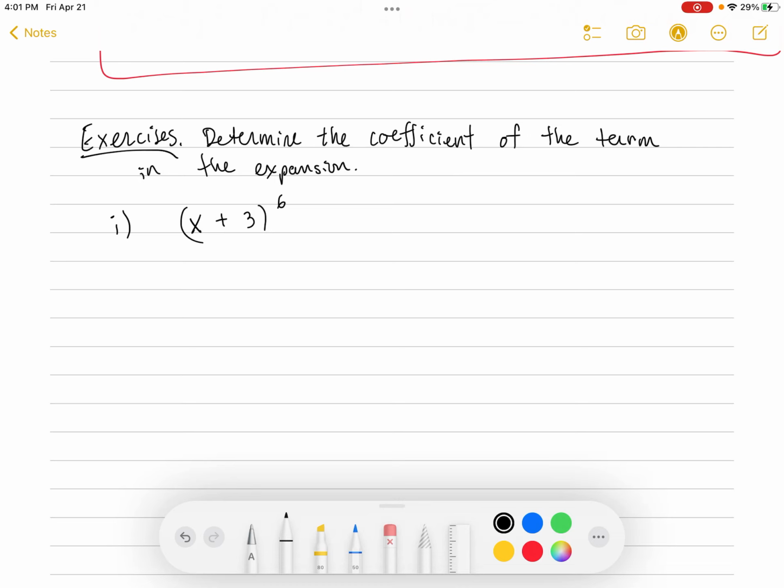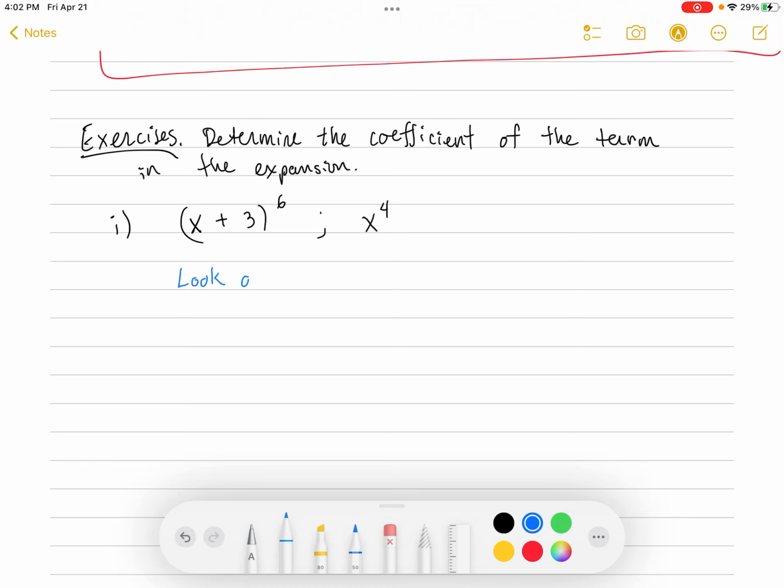So for this next set of problems, we want to determine a particular coefficient for a particular term in an expansion. So we have a binomial x plus 3 raised to the 6th power. We don't want to fully expand this. We just want to focus on the particular term. So we have this expansion and we want the coefficient of x to the 4th.